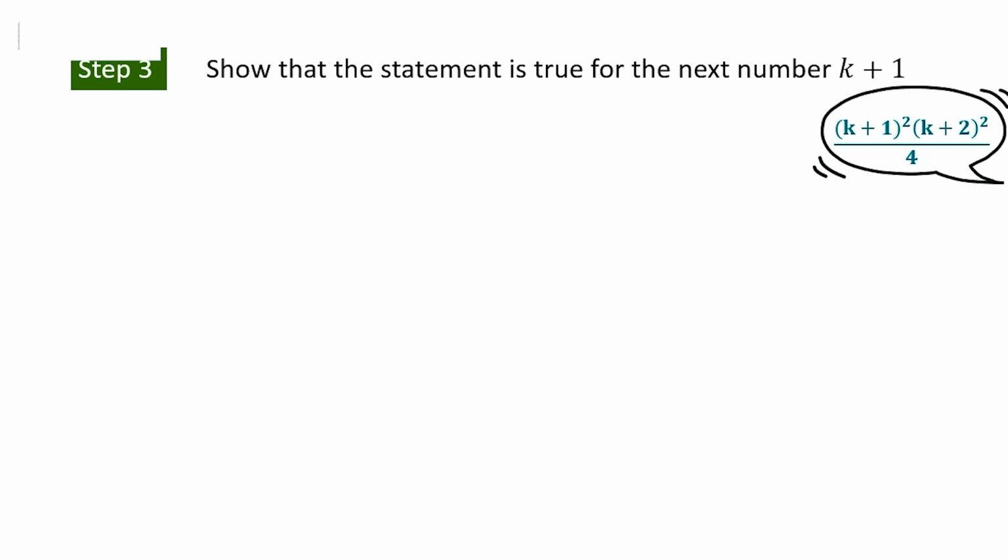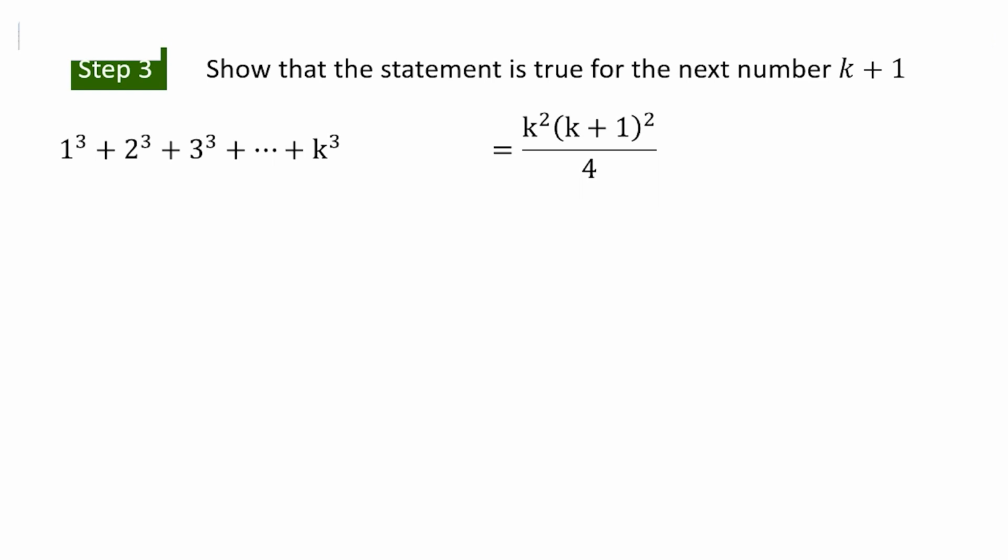So let's see what equation we've got from the previous step. Here, this was the statement from step 2. Now we need to have k plus 1 cube on this side. So to get this, we will add k plus 1 cube to both sides. And from this stage, we're not going to add or subtract anything from this equation. We will only rearrange this right hand side and see if we can get what we would like to see. So first of all, I'm going to move this into the numerator by multiplying this by 4.